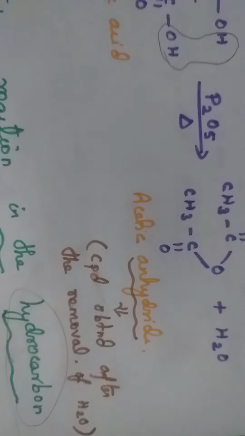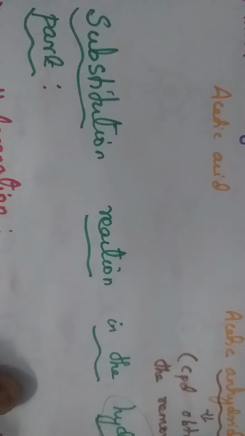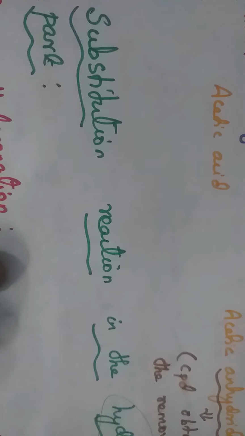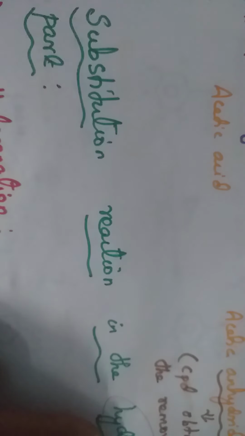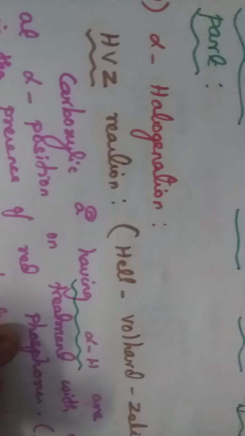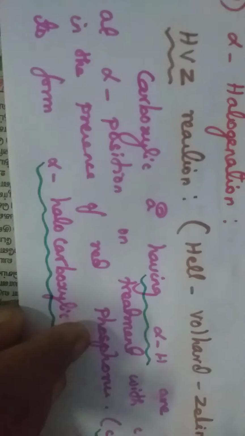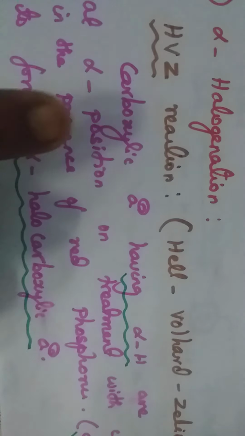And next we are going to see the substitution reaction. In substitution, you have to remove a group and in that place substitute another one. So, substitution reaction in the hydrocarbon part is alpha halogenation. Alpha halogenation means the HVZ reaction. An example for alpha halogenation is the HVZ reaction.